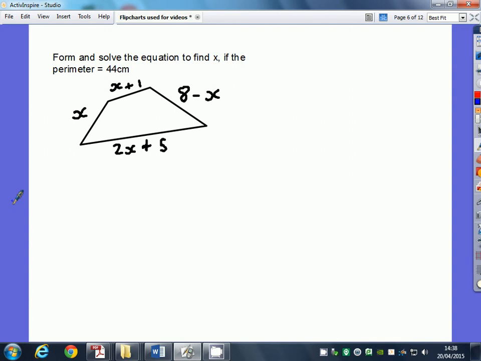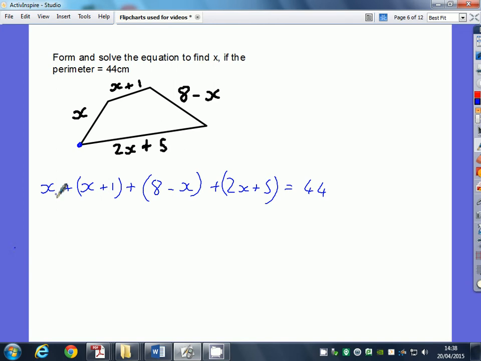So if I start here, I have x plus 1, plus this side 8 minus x, and the last distance there plus 2x plus 5, and I know that that equals 44. In that case, I'm going to put all of this together. I'm going to simplify this here.